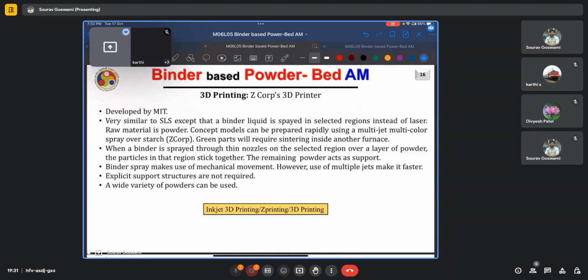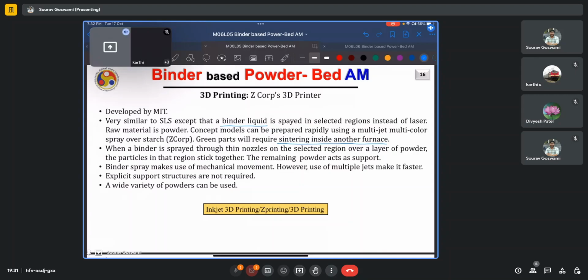and it is in a way quite similar to selective laser sintering, except instead of using the fusion mechanism and using a laser as the energy source, here we use a binder liquid which is sprayed in selected regions, and the raw material is of course powder. It was initially used for rapidly generating prototypes, but later it was used for generating full structural parts. And the green parts, however, will require post-processing in terms of sintering inside another furnace at higher temperatures.